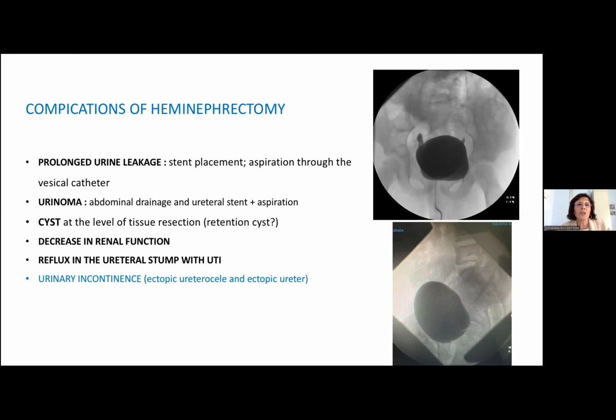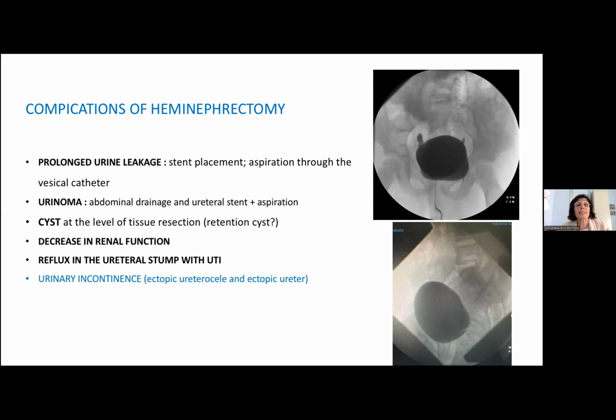In case of urinoma, the situation is certainly more complex, and I think we have to put two drainages: the ureteral stent and aspiration of the catheter, but also an abdominal drainage that can be put as a percutaneous ultrasound-guided pigtail, just not to be too invasive, and it generally works.